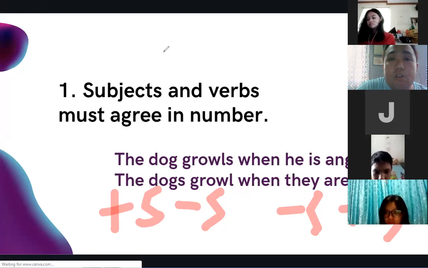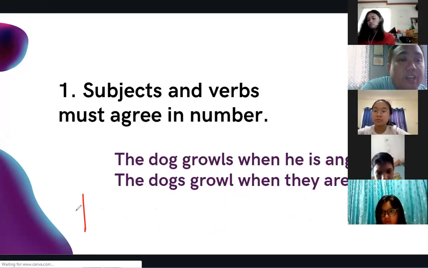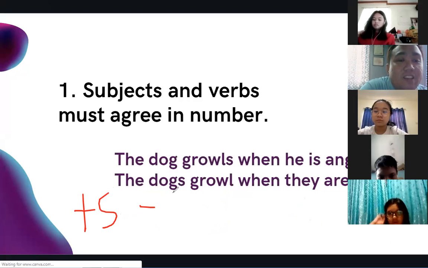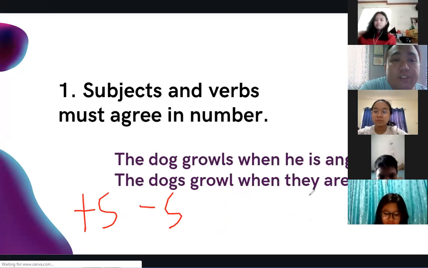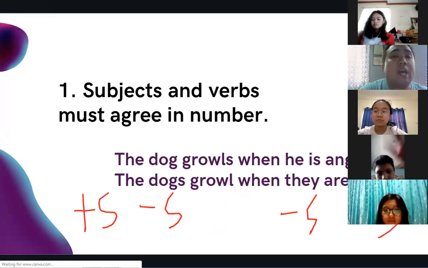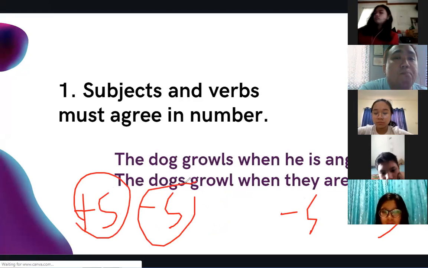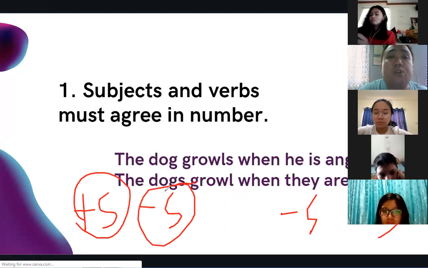Ulitin ko para malinaw sa atin. So the formula would be plus S and minus S, minus S plus S. This will be the two formulas for the first rule. What does it mean? If your subject has an S in the end, you have to remove the S, minus S. You have to remove the S on your verb.